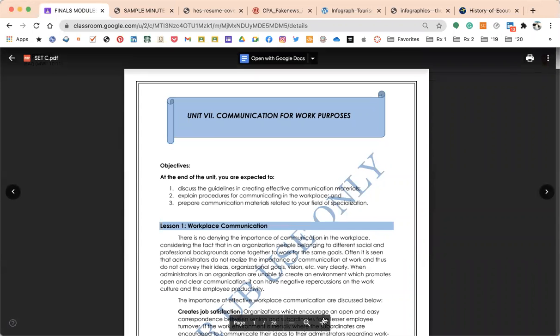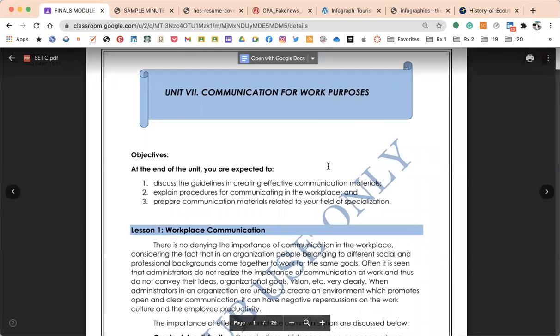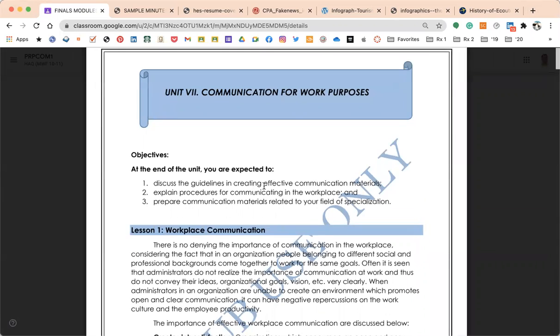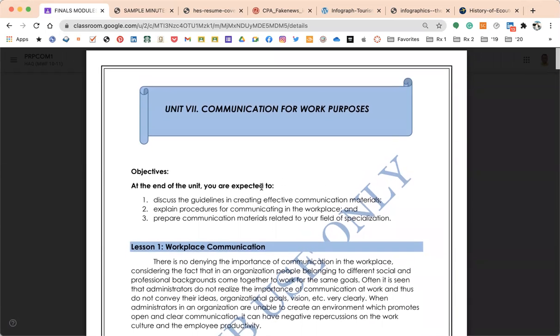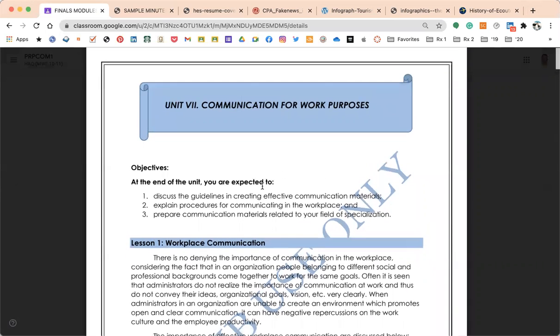So our focus for this chapter will be discussing the guidelines in creating effective communication materials, explain procedures for communicating in the workplace, and to prepare communication materials related to your field of specialization. Remember that all of you are engaged in business and communication. Tourism is a business that needs communication. Broadcasting is a business that is in the business of communication. So all of you are technically on the same boat. This is about communicating, bringing forward your business, and being confident about doing it.